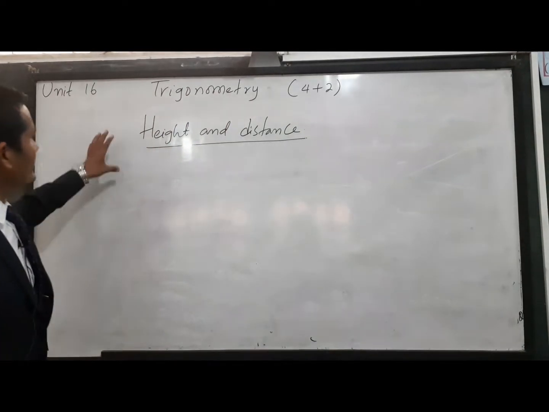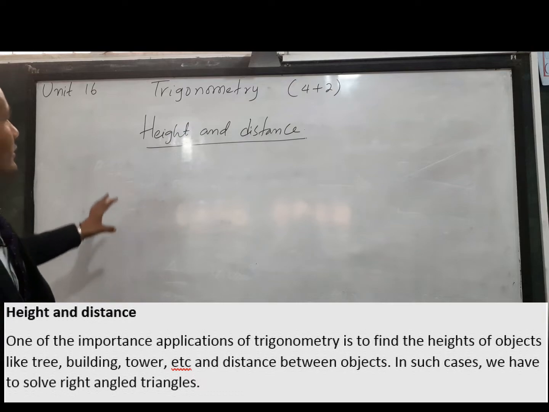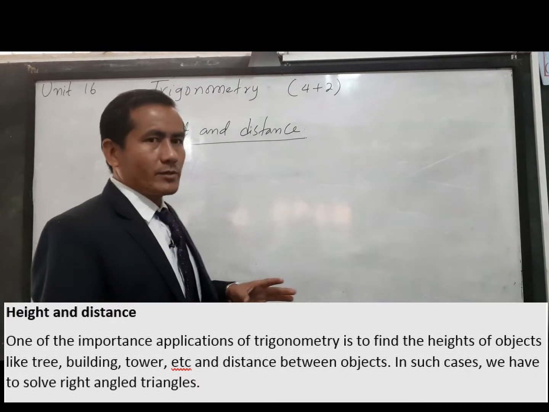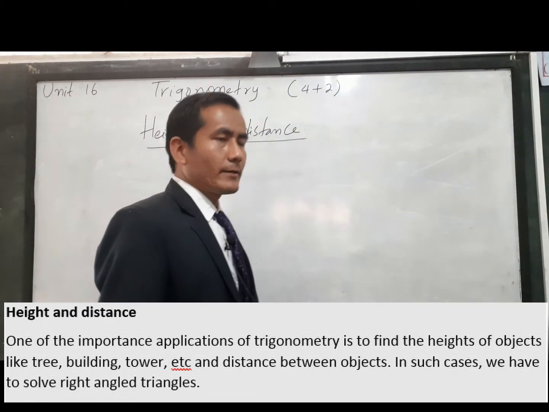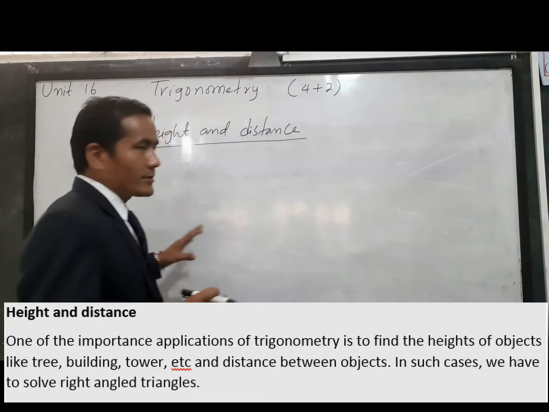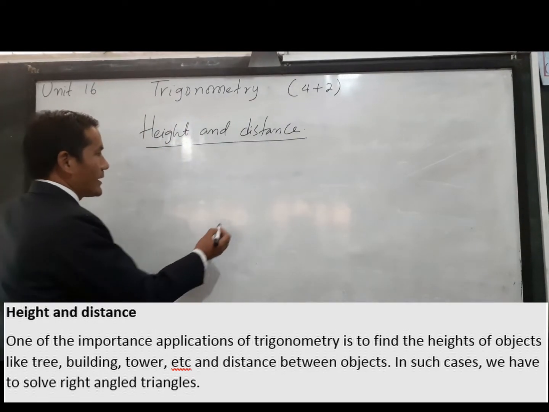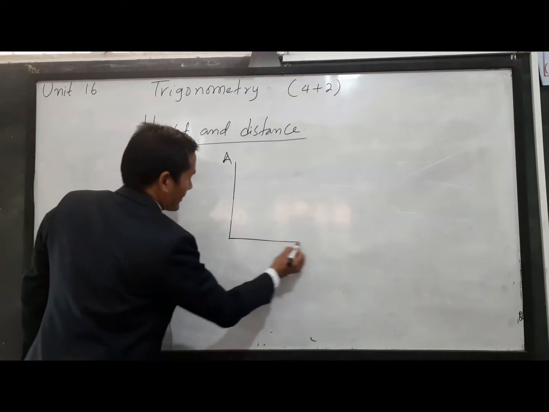Today I am going to teach you height and distance. This is one of the important parts of trigonometry, used to find the height of objects like a tree, tower, or building, and we can also find the distance between two objects. For this we have to consider a right angle triangle. For example, this is right angle triangle ABC.